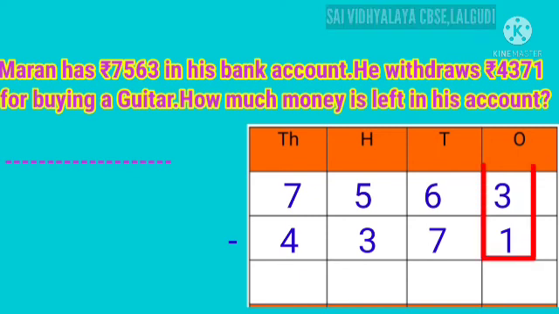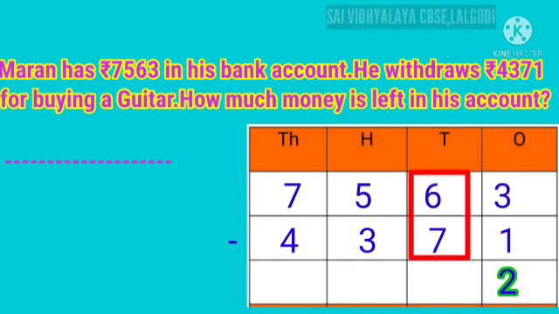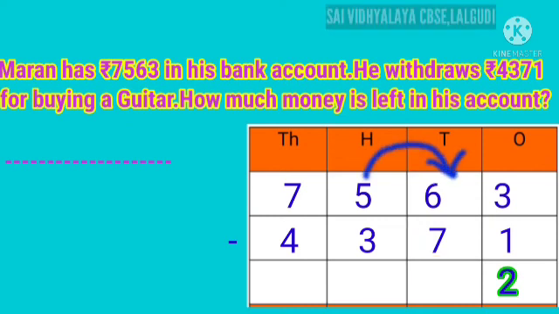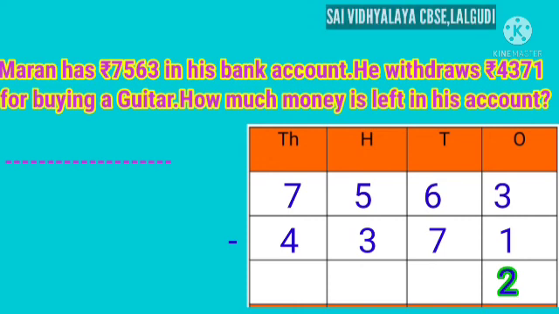Subtract the numbers in ones place. That is 3 minus 1 is equal to 2. Write 2 in ones place. See the numbers in tens place. We cannot subtract 7 tens from 6 tens. To subtract this, we should borrow from the next digit, that is hundreds place. We have 5 hundreds. Borrow 100 from 5 hundreds. Put a cross mark on 5 and write 4 above the number 5. Now we have only 4 hundreds.